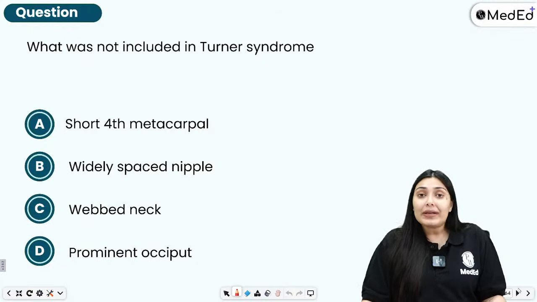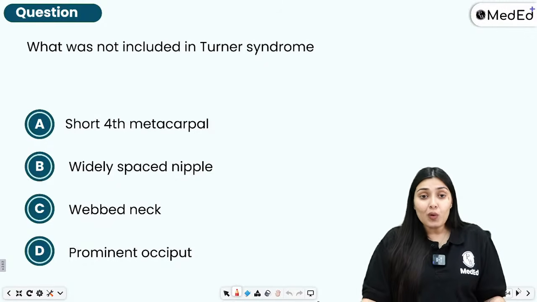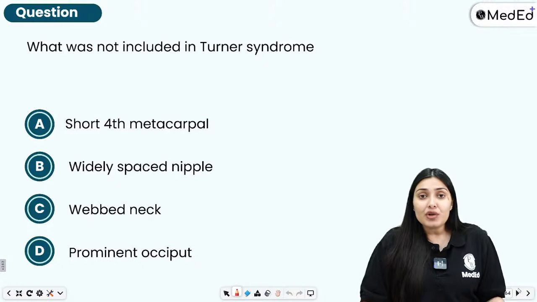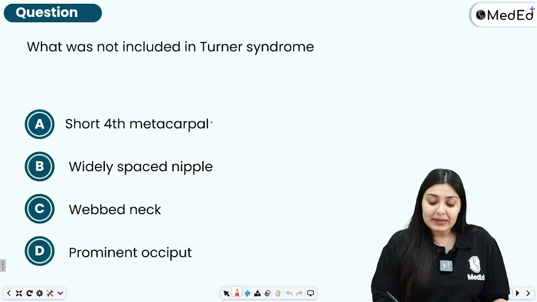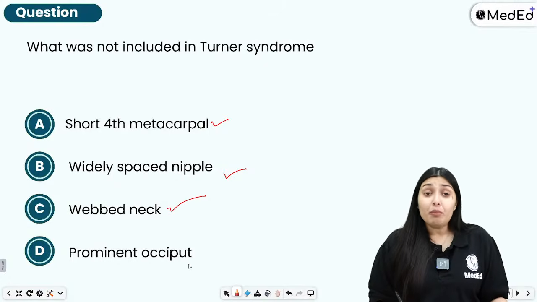What was not included in Turner syndrome? Turner syndrome is 45XO, and they're asking about the constellation of symptoms which is not there. Short fourth metacarpal, we see that. Widely spaced nipples, we see that. Webbed neck, we see that. Prominent occiput.